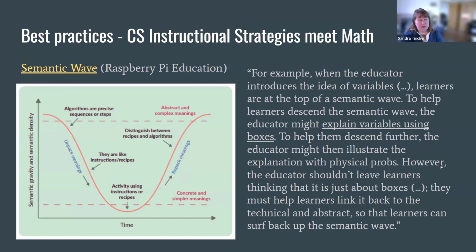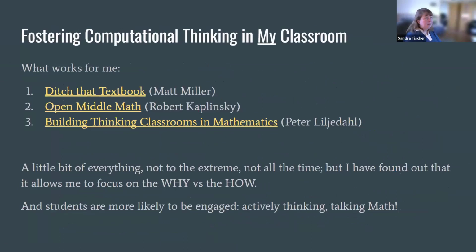And this explanation that I copied down here: explain variable using boxes. The educator might explain a variable using boxes. That's actually what I do with my middle schoolers when they first get to use those boxes. Again, it's not only about boxes. They must help learners link it back to the technical and abstract meaning, so they can surf back up. And this whole explanation is actually from the computer science definition of a variable, but the same thing also applies to algebra as a variable, just to make things a little bit more digestible as a potential best practice.